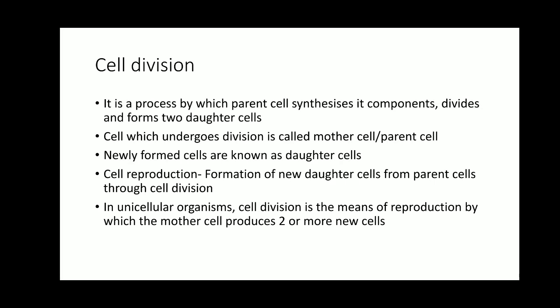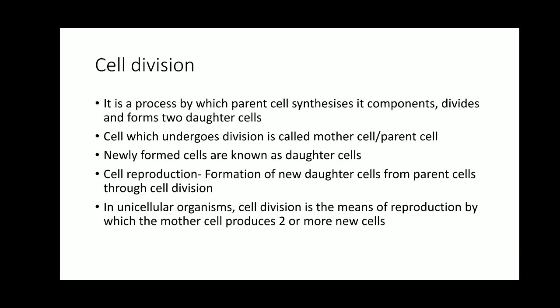The cell which undergoes division is called a mother cell, or it is also known as a parent cell. And the newly formed cells, as Rudolf Virchow says, new cells are produced from pre-existing cells. So the pre-existing cell is known as a mother cell or parent cell, and the newly formed cells are known as daughter cells. Cell division is a process by which the cell synthesizes its components, divides and forms two daughter cells. Cell reproduction is the formation of new daughter cells from parent cells through cell division.